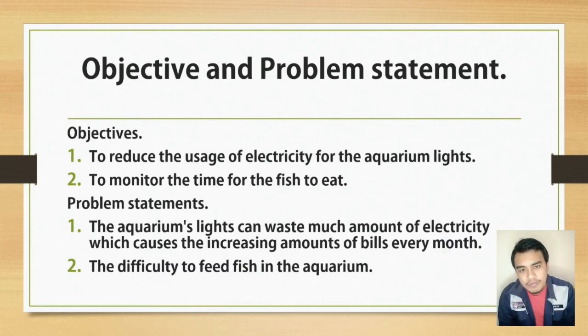Next, I will proceed with the problem statement. The first one is the aquarium lights can waste a large amount of electricity, which causes the bills to increase every month. Furthermore, there is difficulty in feeding the fish in the aquarium.